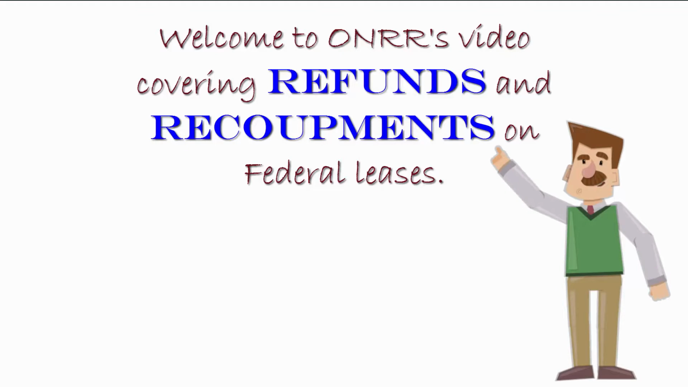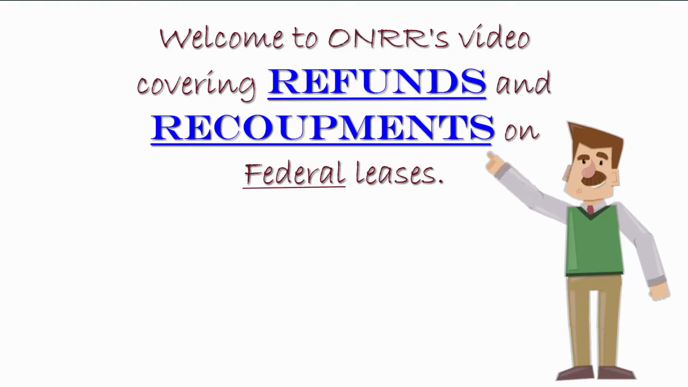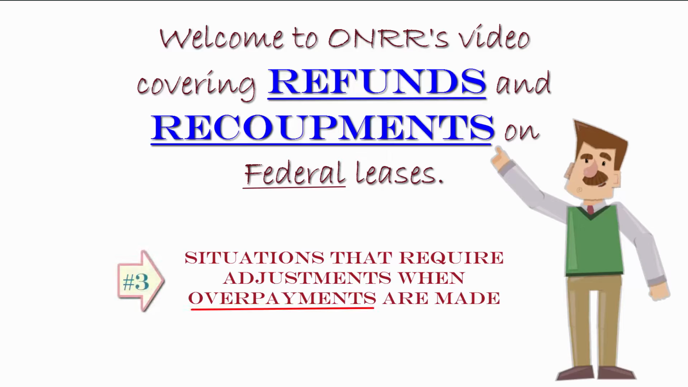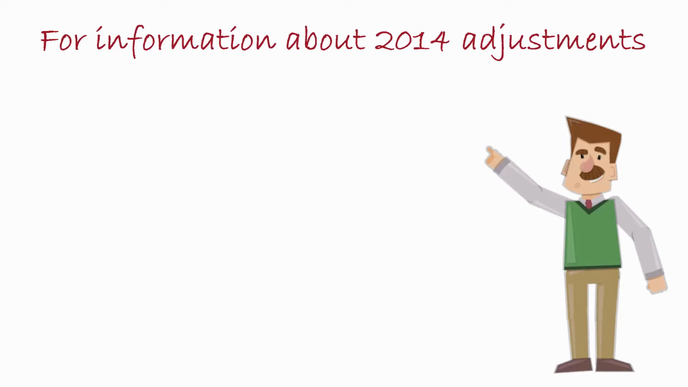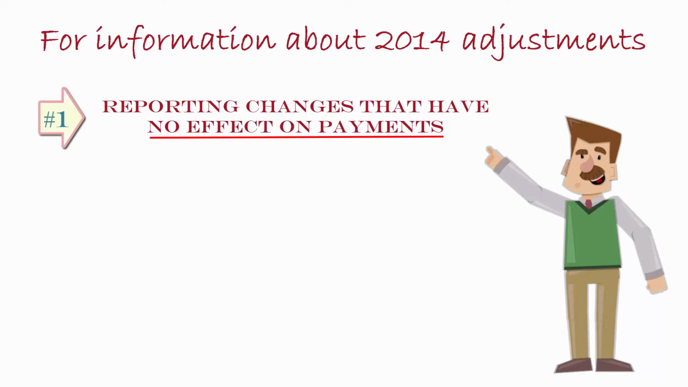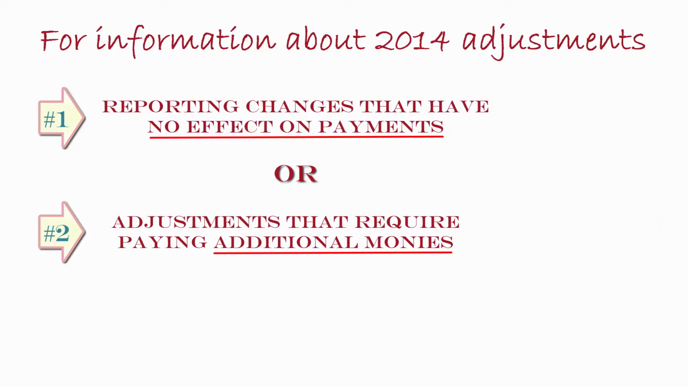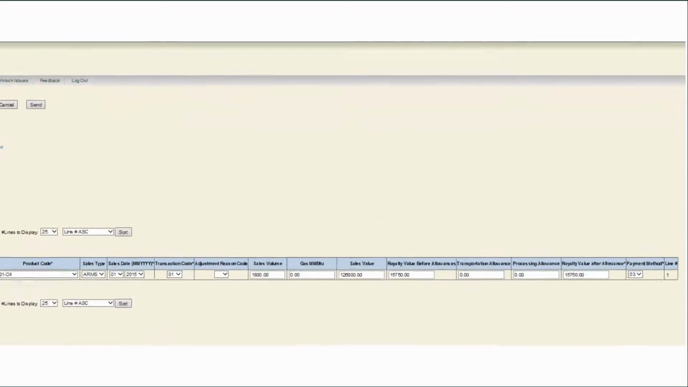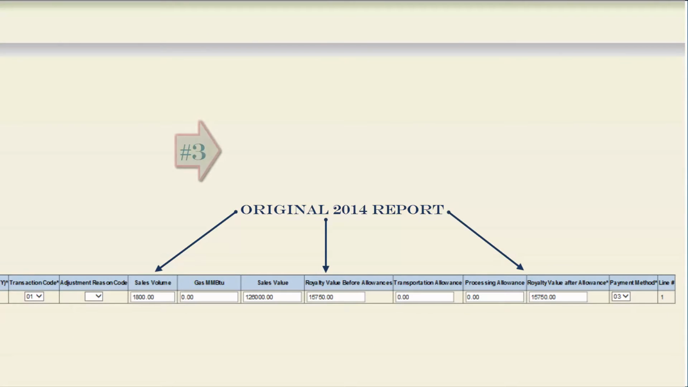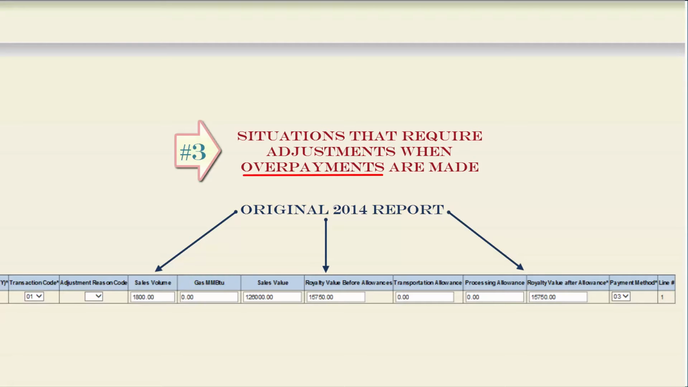Welcome to Honor's video covering refunds and recoupments on federal leases. For information about 2014 adjustments that have no impact on payment or result in additional monies due, please refer to these videos. Let's start with the premise that a company overpaid and needs to adjust their Form Honor 2014.